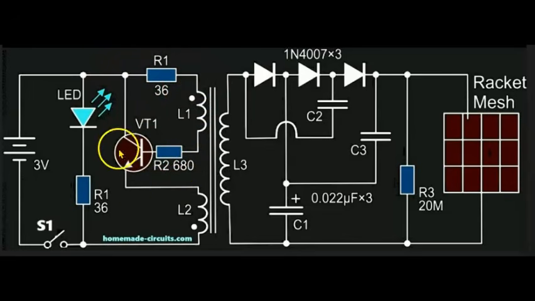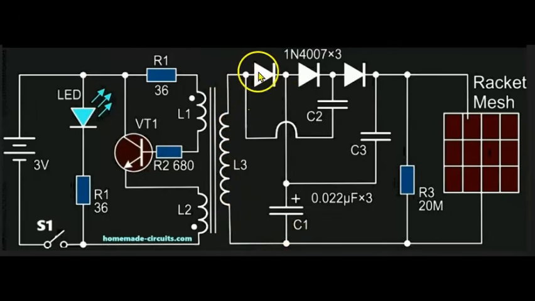As the transistor turns on, current starts flowing through the transformer primary winding and builds magnetic flux inside the ferrite core. Due to feedback from the transformer winding, the transistor rapidly switches on and off continuously, producing high-frequency pulses. These pulses are then stepped up by the secondary winding L3 into a high-voltage AC signal.